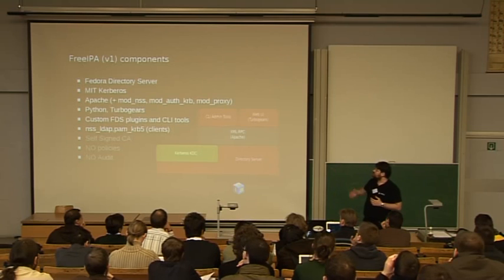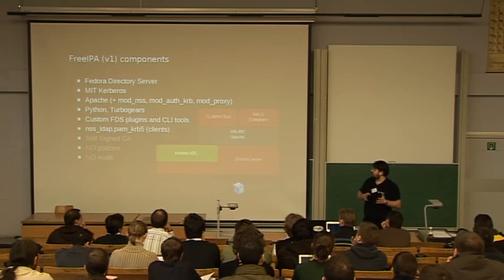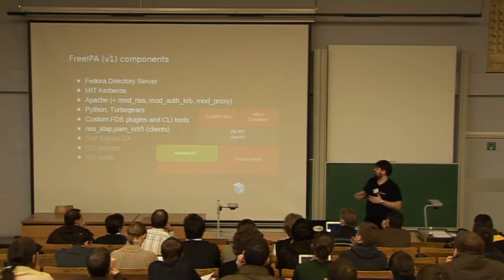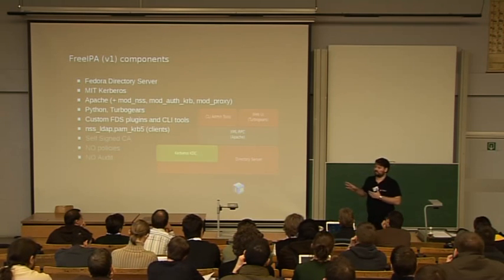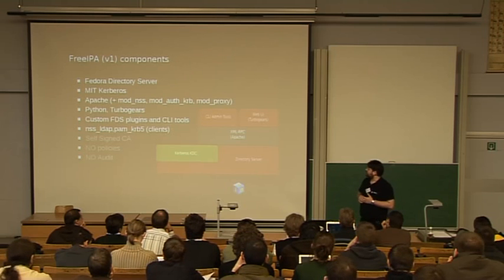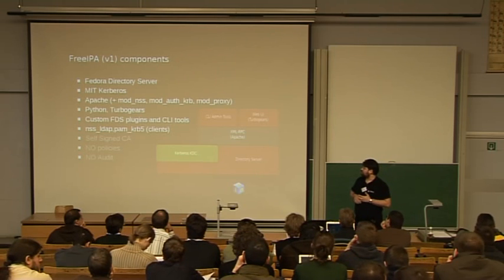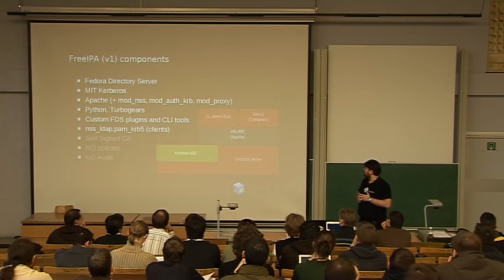On the client side, we use in V1 NSS, LDAP, and PAM, Kerberos 5 on Linux. More or less, all Unix systems have equivalents. And we basically use what is available on these systems.